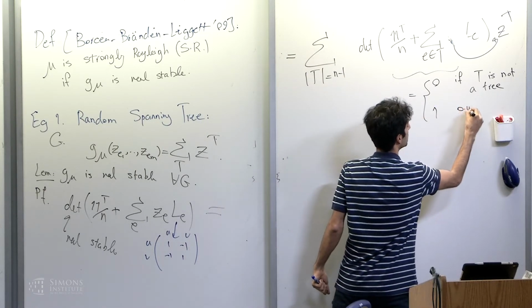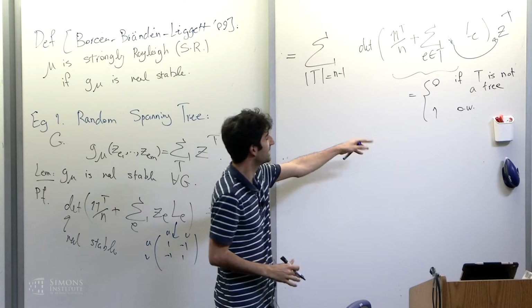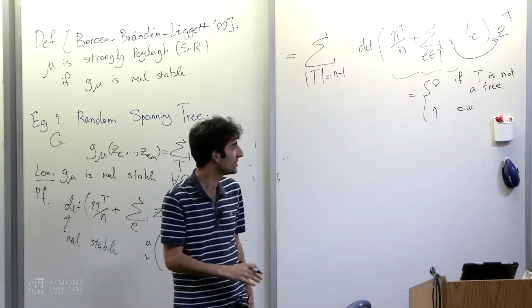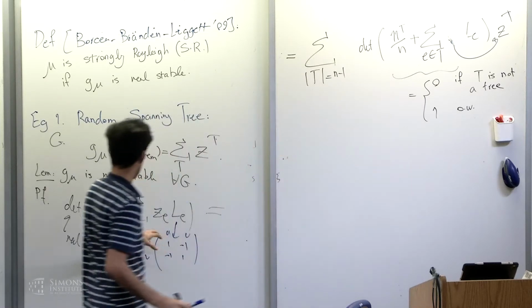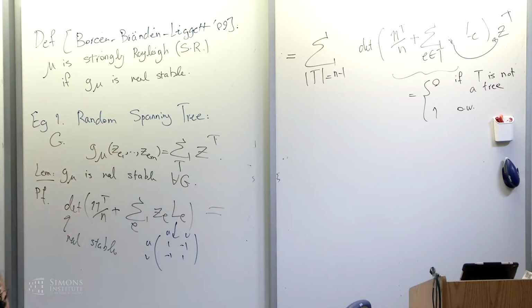I mean, we can do the calculation. It's not hard to see. Anyway, what you're going to get is that this is exactly equal to this polynomial. Any questions?